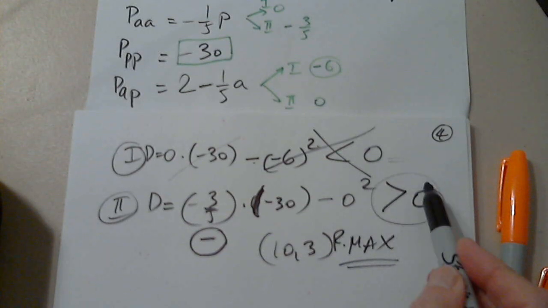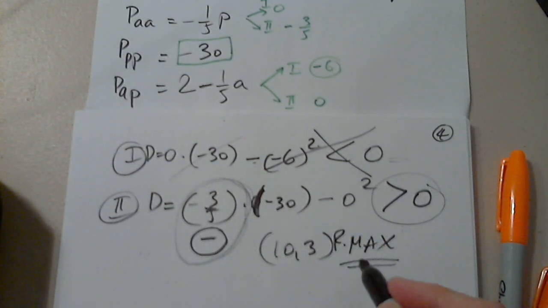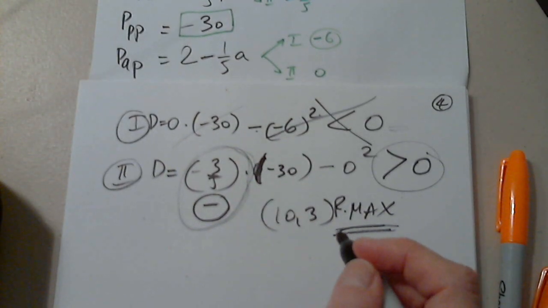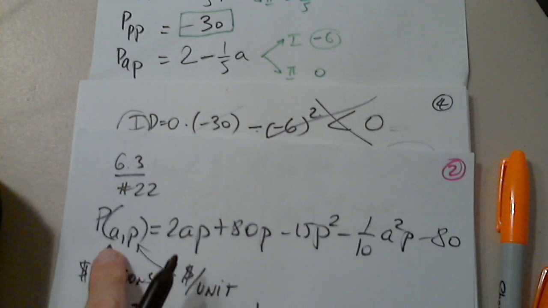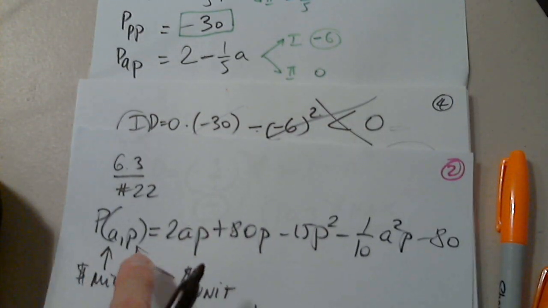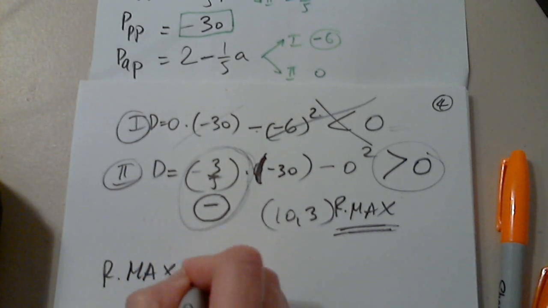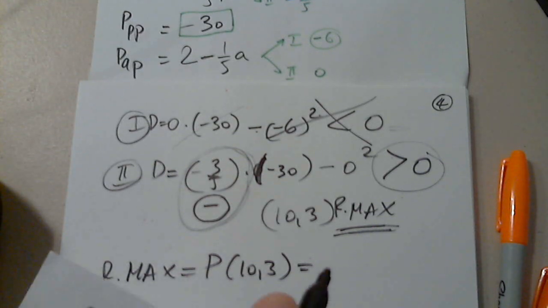Because D was positive and fxx is negative. That is a relative maximum. What is the relative maximum? I have no clue. I have to go back to the original function and plug in 10 comma 3. So, the relative max equals P of 10 comma 3, and I need to calculate it.